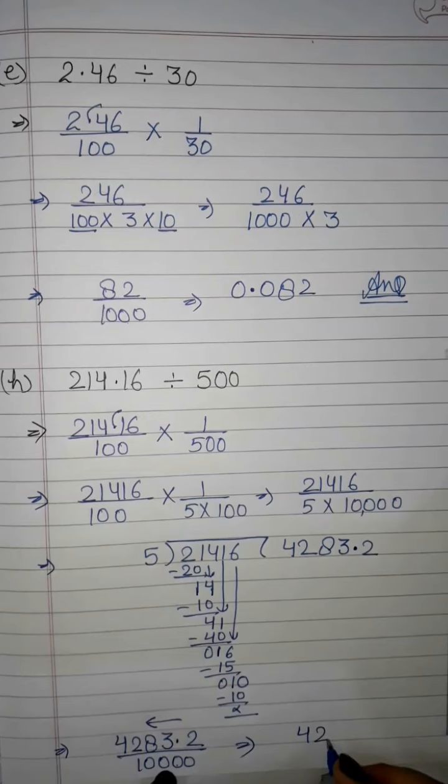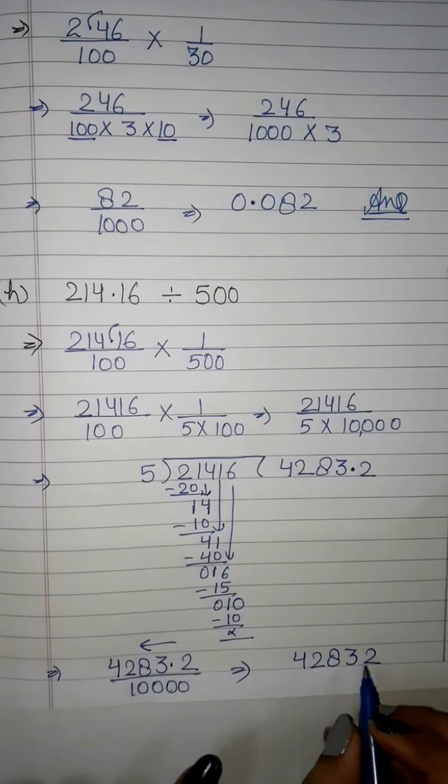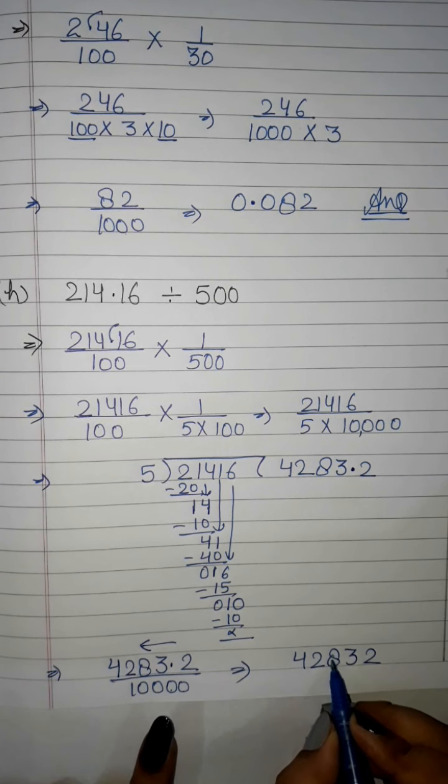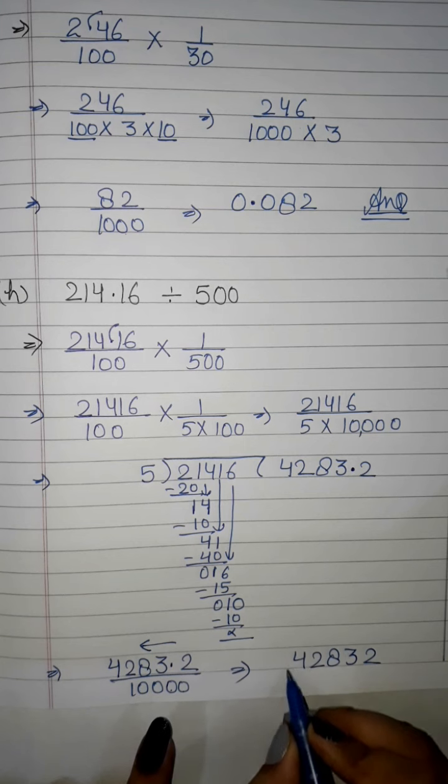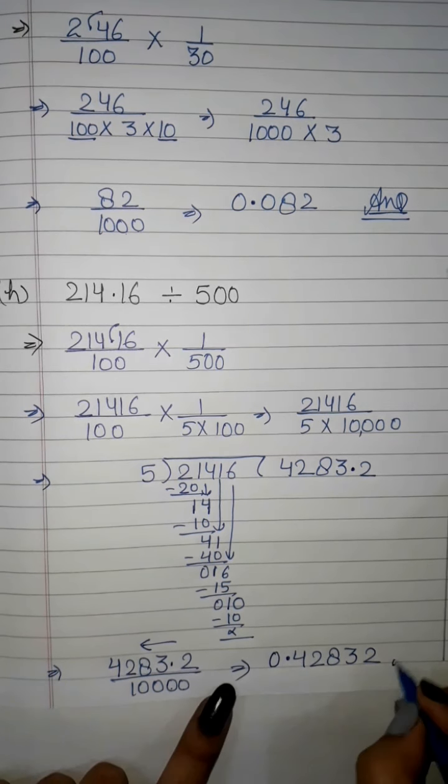So first copy the number without decimal. Earlier it was behind 3. Take 4 jumps. 1, 2, 3 and 4. So this is the answer.